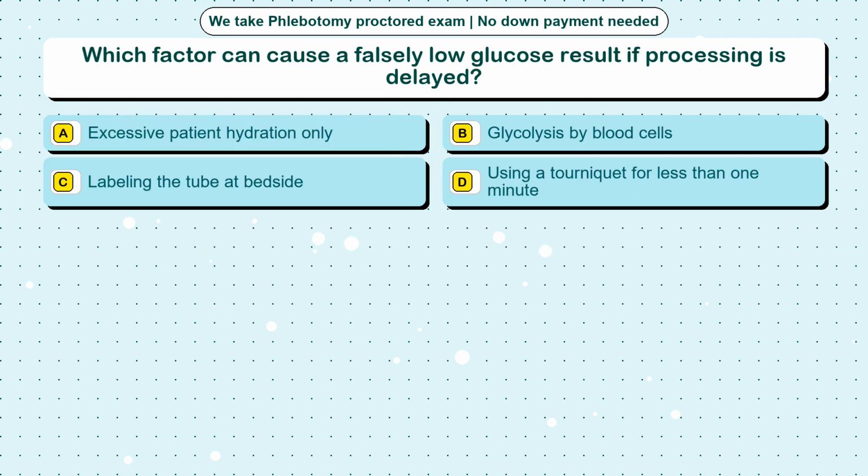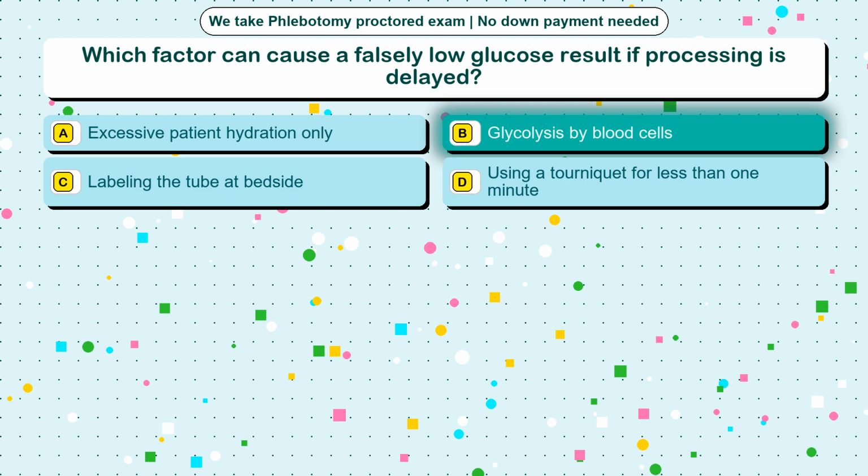Which factor can cause a falsely low glucose result if processing is delayed? Option A. Excessive patient hydration only. Option B. Glycolysis by blood cells. Option C. Labeling the tube at bedside. Option D. Using a tourniquet for less than 1 minute. The correct answer is option B.